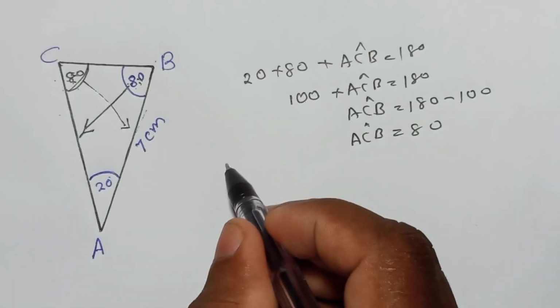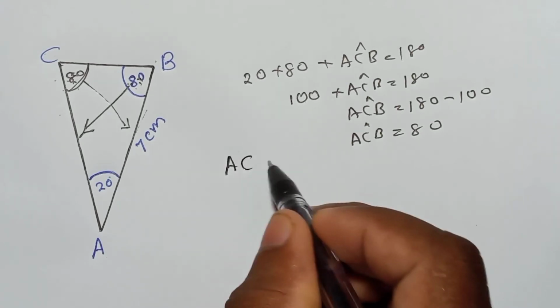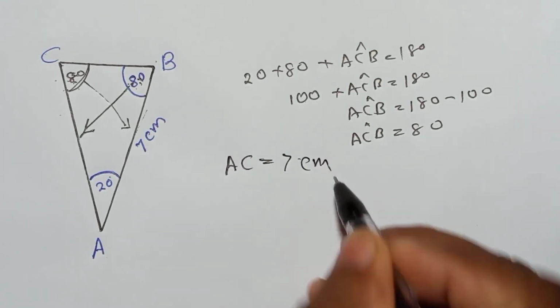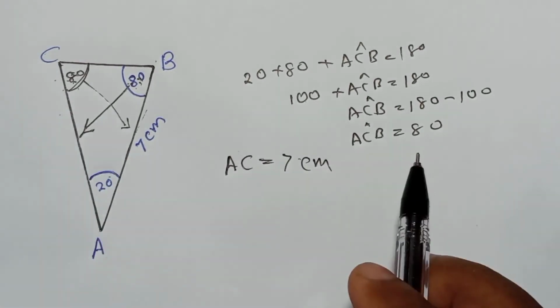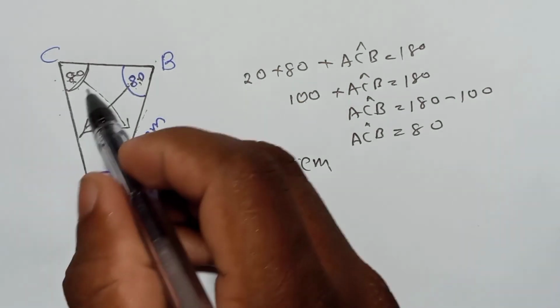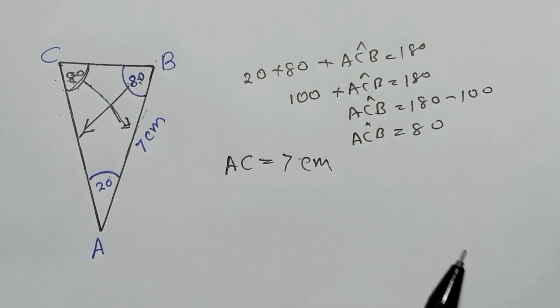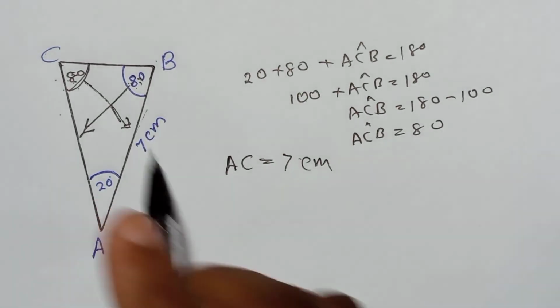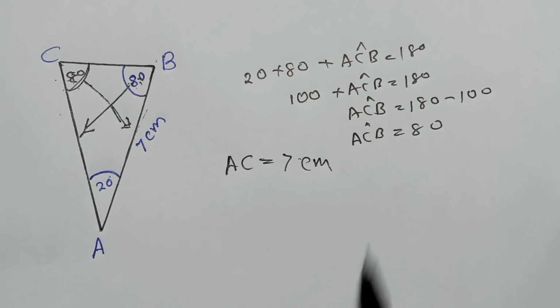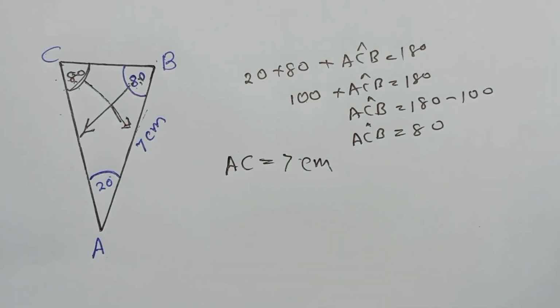So directly you can tell that AC equals 7 centimeters. Like that you can find AC in a very simple way. But if someone uses the sine rule, it's correct. Using the sine rule also you will get the same answer, right? This is the quick, easy way to get that answer.